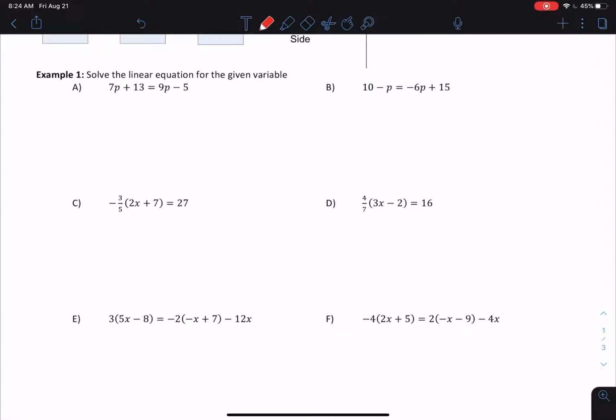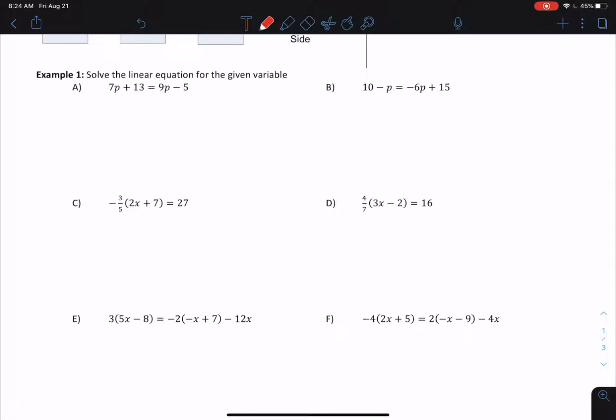Let's move along now to multi-step linear equations where we have variables on both sides, or it might be a special case, okay? So we have 7p plus 13 equals 9p minus 5. First thing we want to do is get the variables on one side, the numbers on the other.